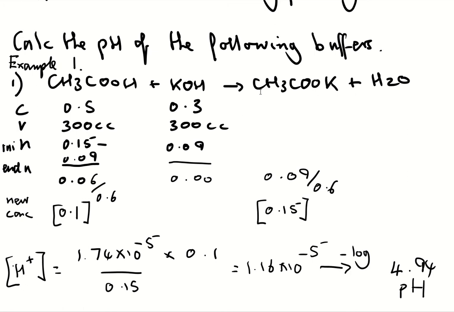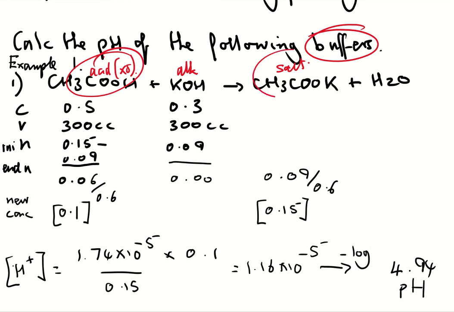So example number 1, we have ethanoic acid. It would be a good idea to label these as we go along. So that's, of course, my acid, and it should be in excess in order for it to be a buffer. We have potassium hydroxide, which is of course my alkali, and we make potassium ethanoate. That's my salt. And we remind ourselves what a buffer is: the buffer will be the acid and the salt of the acid.